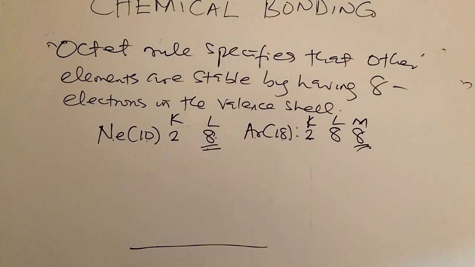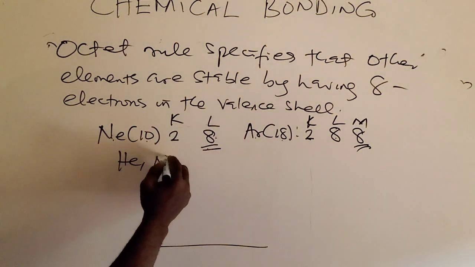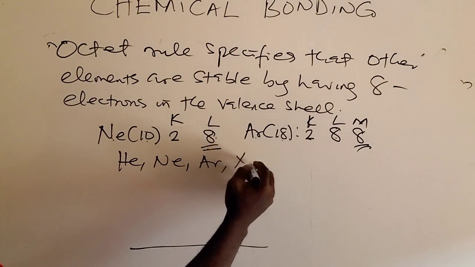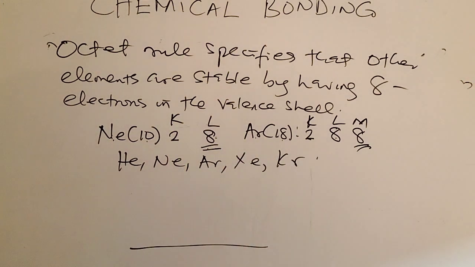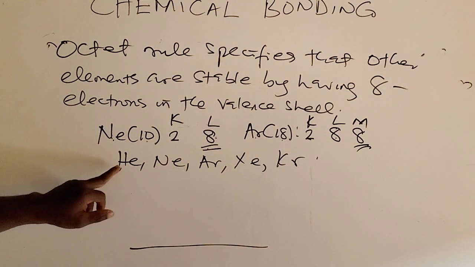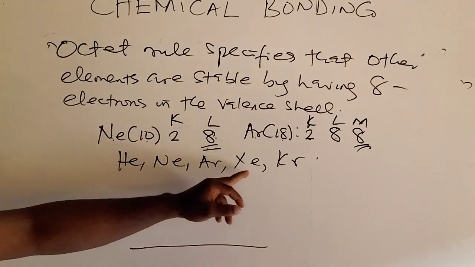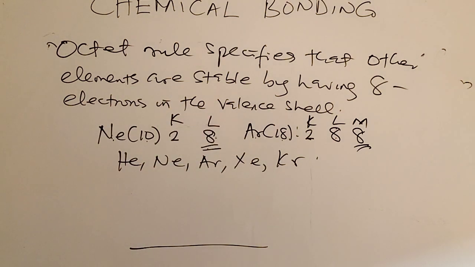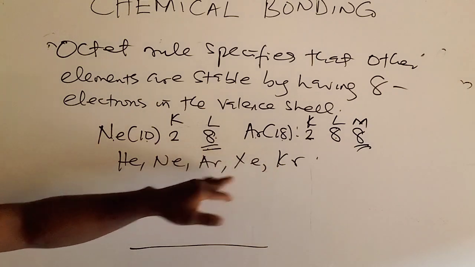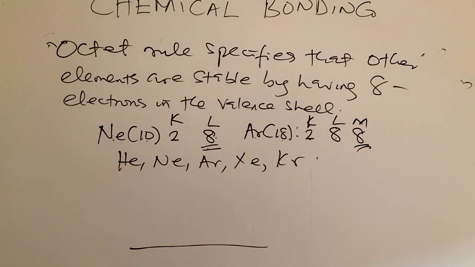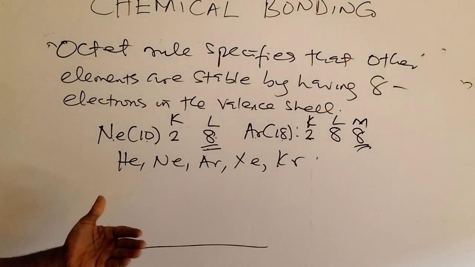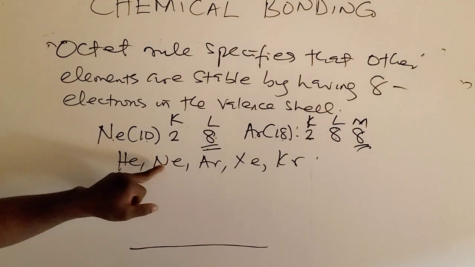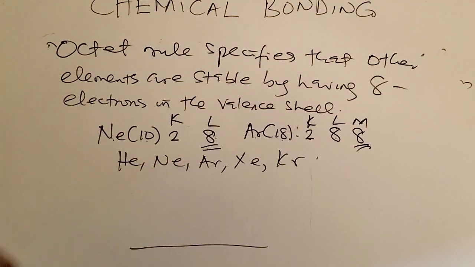So when we talk about octet state and duplet state, these are the rules obtained from elements we call noble gases. Noble gases are helium, neon, argon, xenon, krypton, and so on. Helium certifies the duplet state, while other noble gases tend to certify the octet state. So these elements are stable and they don't normally undergo chemical combination or bonding because their outermost shells are filled up. This has 2 in the K shell, this one is assumed to have 8 in the outermost shell.